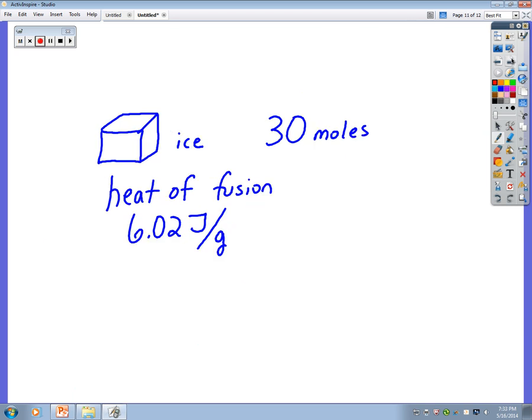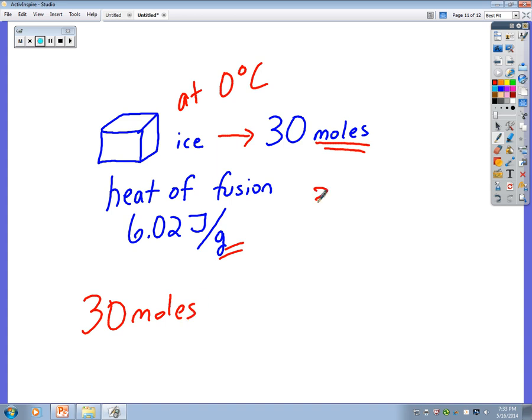Alright, ice. I have ice. It's at 0 degrees. They could say that or not. You have 30 moles of it. That's a heck of a lot of ice. So, what do you know about ice? They tell you the heat of fusion. It's 6.02 joules per gram. Yep. Guess what? You have a discrepancy already, don't you? So you know you have 30 moles of ice.